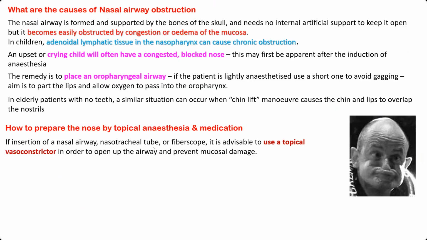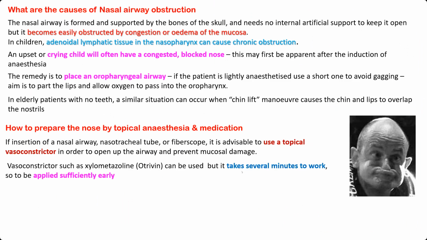For insertion of a nasal airway, endotracheal tube or fibroscope, use a topical vasoconstrictor first in order to open the upper airway and prevent mucosal damage. This is not going to anesthetize; it is only to shrink the mucosa. This is the first step, and it is going to take time. When you apply Otrivin or Nesivion nasal drops, it is not going to shrink immediately. So it has to be applied sufficiently early. Whatever vasoconstrictor you use, you should apply it at least 15 to 20 minutes or half an hour before you bring the patient to OT, number one.